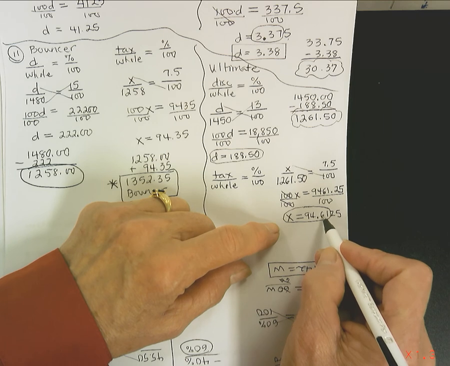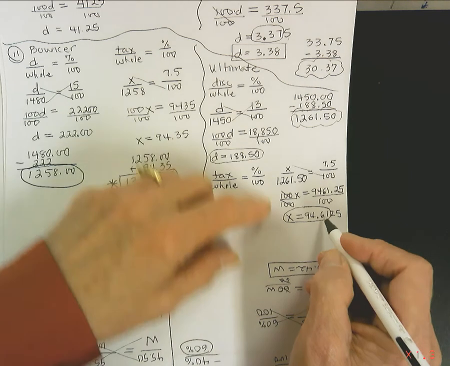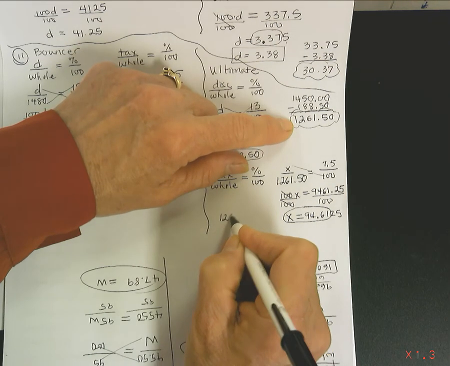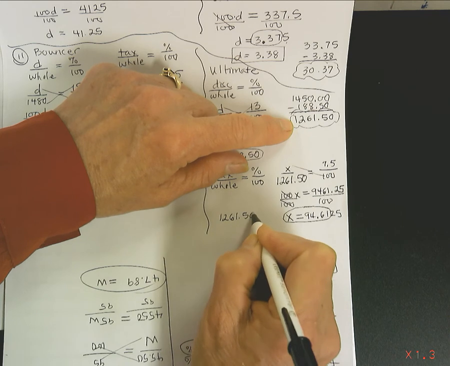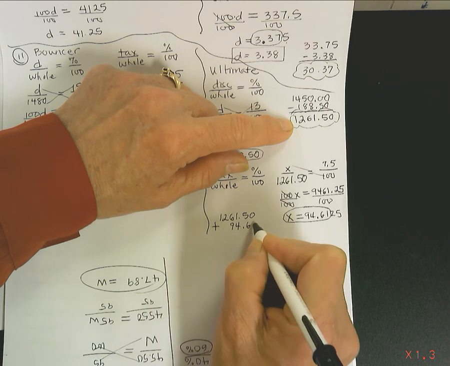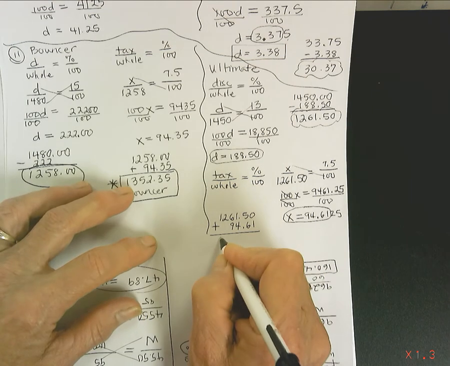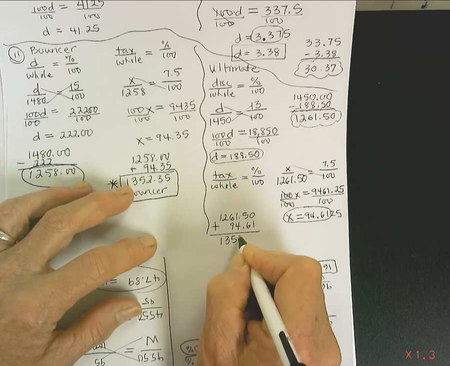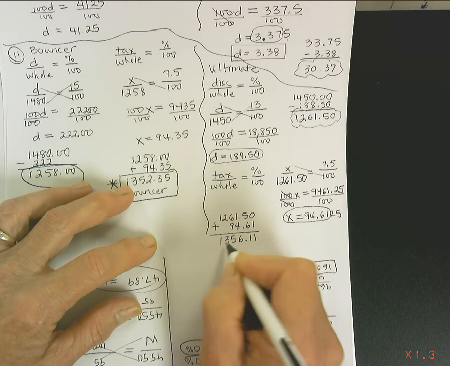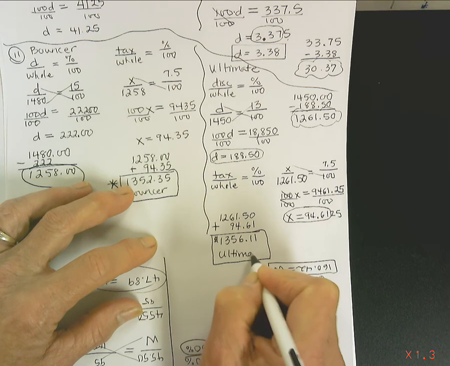What do we do with that tax amount? Anybody, what do we do with the tax amount? Add it. We do add it. That's exactly right. So here's our sales price for the trampoline. We have to pay tax. That's how states and counties earn some money to run the government. So we add that tax amount. And now for the ultimate, we have a final price of $1,356.11. That's the final price for the ultimate.